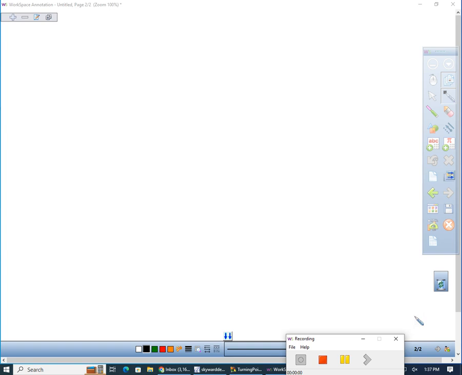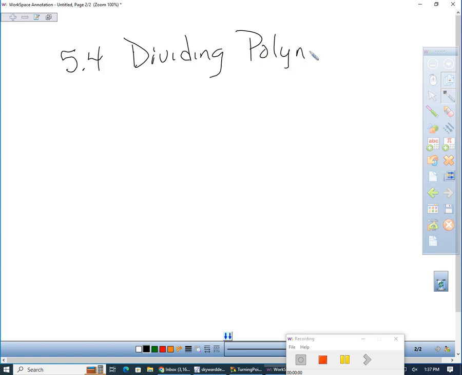Are continuing in section 5.4. So 5.4, dividing polynomials, continued. Whoops. Continued. Now we have two more methods to talk about, and then we also have to talk about what we call the remainder theorem. So we have quite a bit to cover, so I want to get going right away.